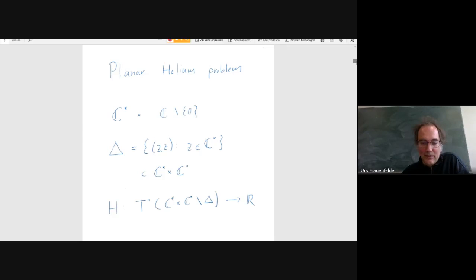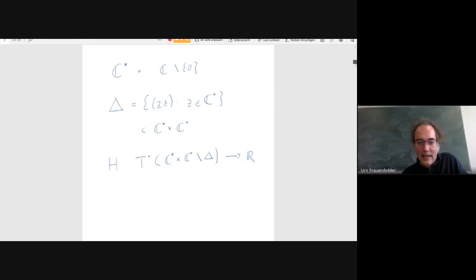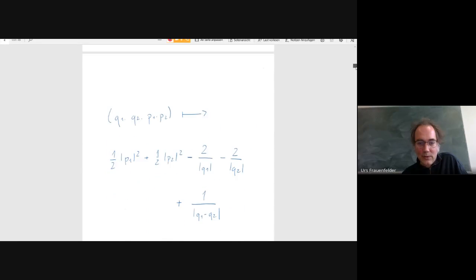And then we have the cotangent bundle of this configuration space, the cotangent bundle of the product of two copies of C without origin, with the diagonal taken out. This is our phase space for the planar helium problem. And then the Hamiltonian is the following.